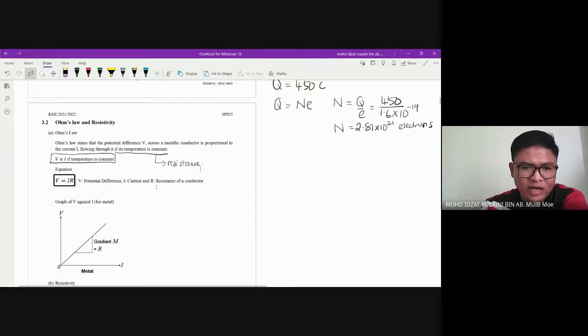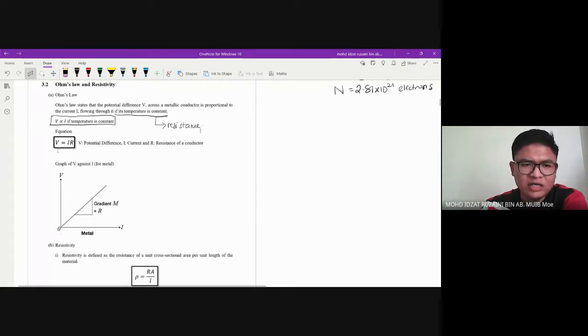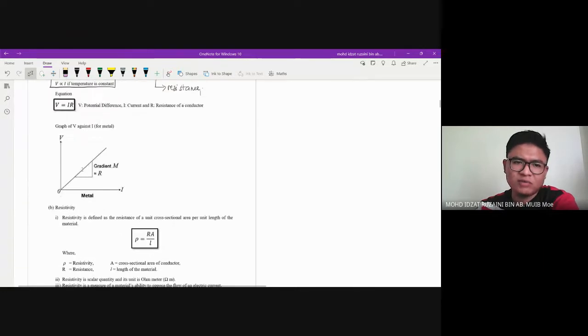So V equal to IR, okay. So V equal to IR, ini adalah equation derived from the Ohm's law. So V potential difference, I current, R ialah resistance. Okay, so from here kamu nampak sendiri kan kamu ada V against I. Okay, so the gradient of the graph represent the resistance of the circuit lah.